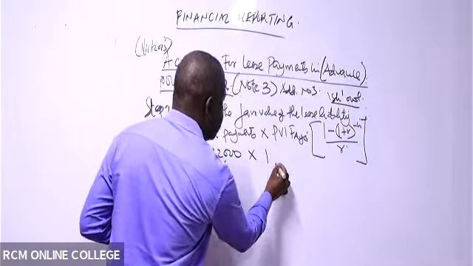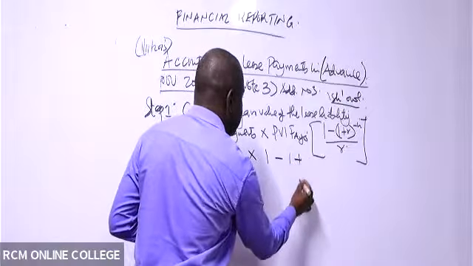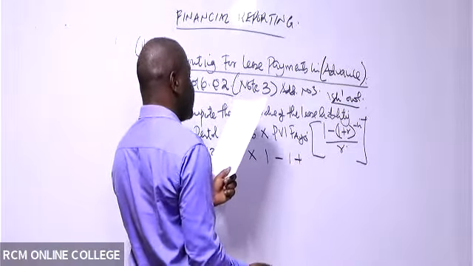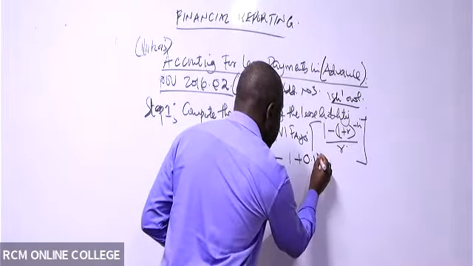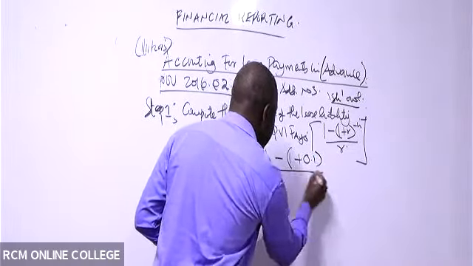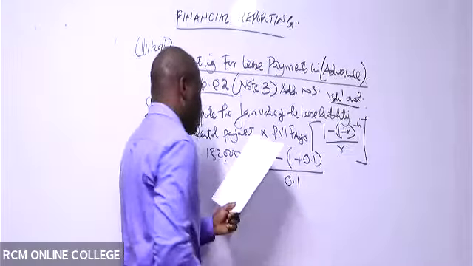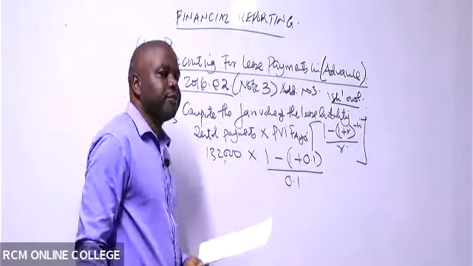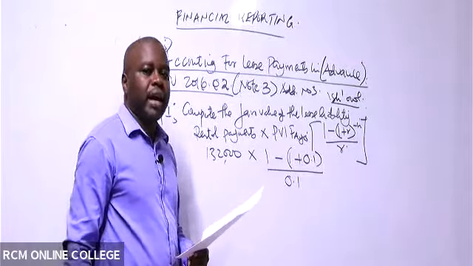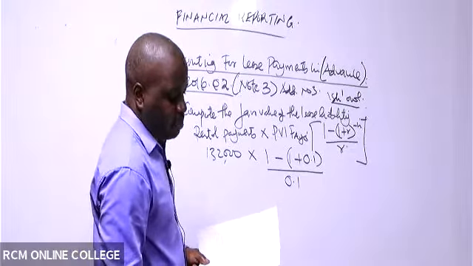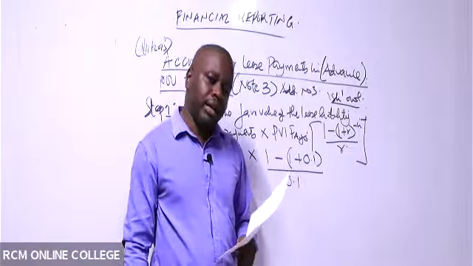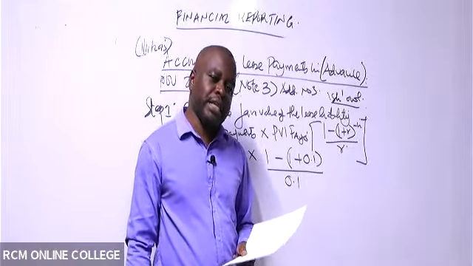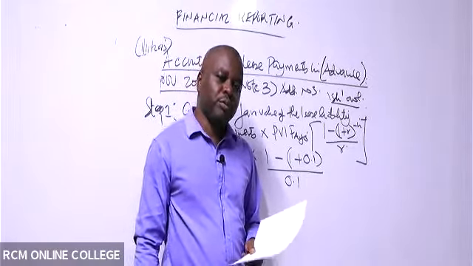multiplied by 1 minus 1 plus, what is the rate? The rate you've been given is actually how much? 10%. You say 0.1, over 0.1. So how many years are they? They are actually 5. But now here is where you have to be very keen. Listen very keenly.